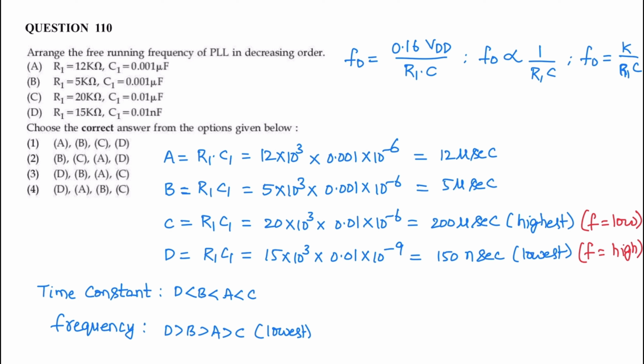In the question, they have asked decreasing order. So decreasing order of free running frequency is D greater than B greater than A greater than C. The correct option is 3.